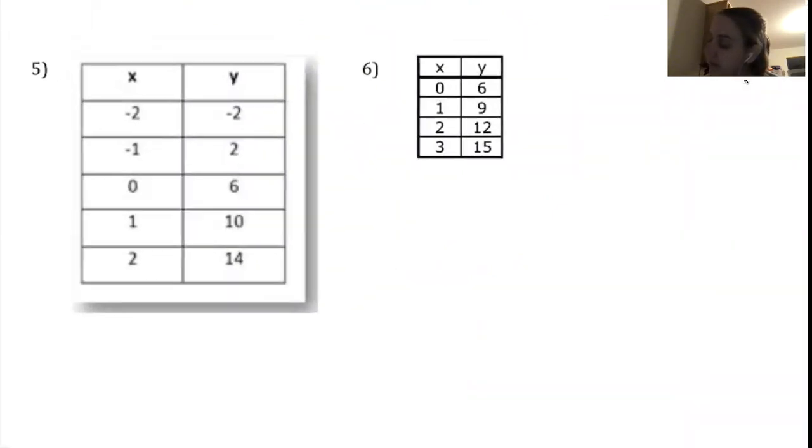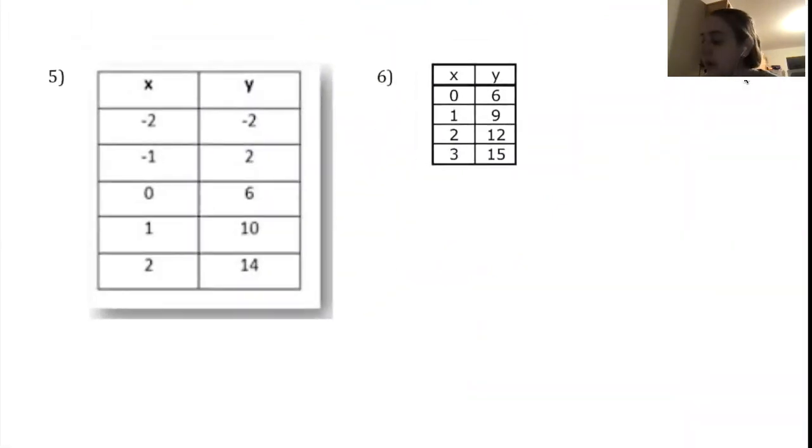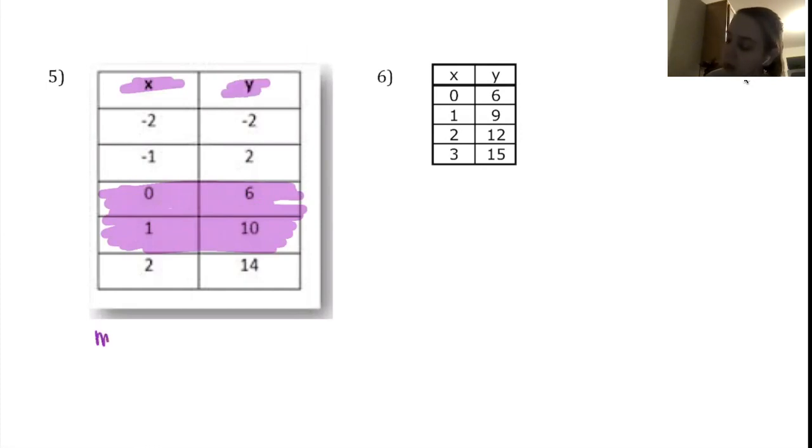Numbers 5 and 6 have a table. So they didn't tell you the slope, but you have to find the slope, and you want to use any 2 points. For number 5, I kind of like the (0, 6) and the (1, 10). They're the first positive ones. Remember that the first column is your x and the second column is your y. So if you find the slope, y2 minus y1 over x2 minus x1, you've got 10 minus 6 over 1 minus 0, which is 4 over 1.